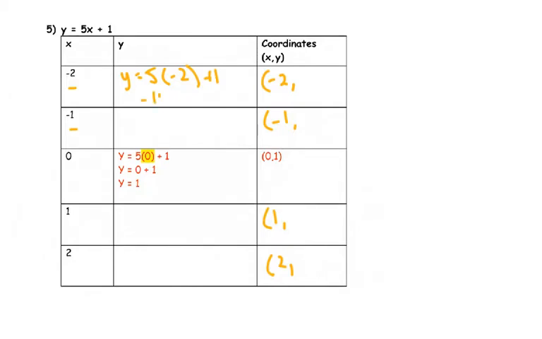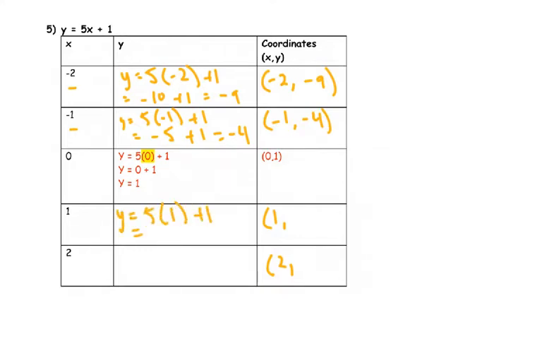Five times -2 is -10. Plus 1 is -9. Five times -1 is -5. Plus 1, it gets a little less negative, becomes -4. Five times 1 is 5. Plus 1 equals 6. And finally, 5 times 2 is 10. Plus 1 equals 11.